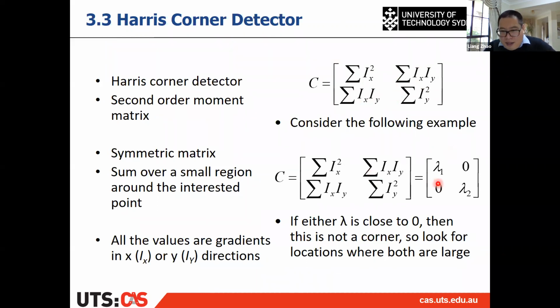For example, if the second order moment matrix has lambda 1 and lambda 2 on the diagonal, both with large values, and the off-diagonal entries are 0, it means that for that point, when you calculate this moment matrix, there are gradients in two directions. Then it's a corner. But if lambda 2 is equal to 0, or lambda 1 is equal to 0, then you only have the gradient in one direction. Then it's not a corner, it's a line. So this is the Harris corner detection, and we use the second order moment matrix to extract the corners.